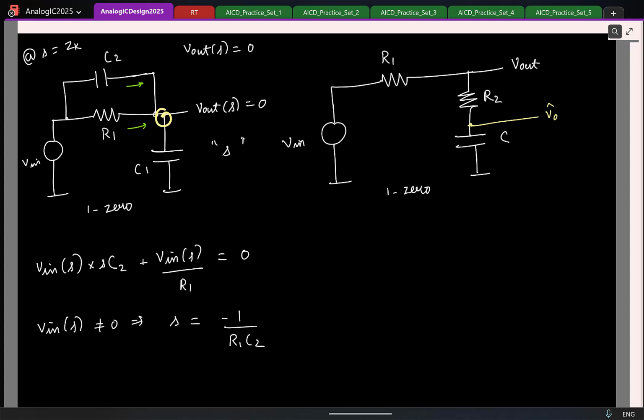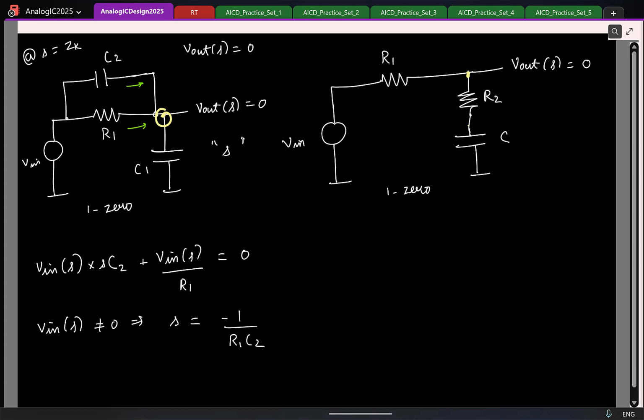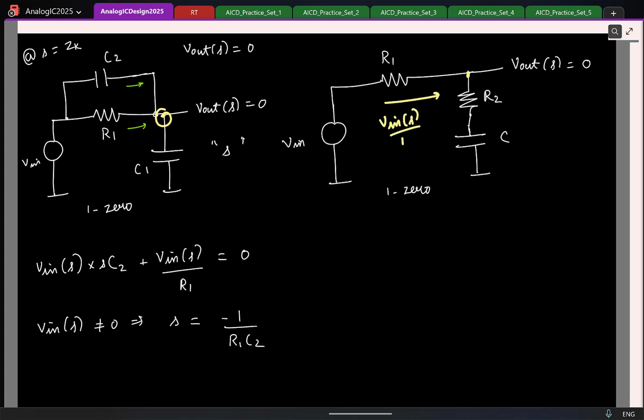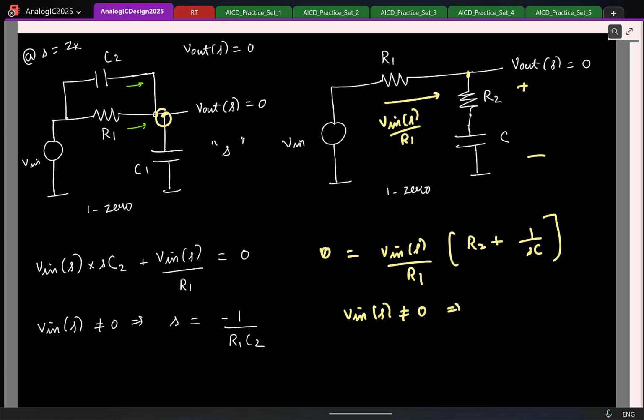So similarly, we can solve for the right side circuit also. Let us say this is my V out. So again the same thing, I know V out of S is equal to 0, correct? So if this is 0, what is the current flowing here? V in of S by R1. So that current flows through this impedance. So V out is 0, which is basically V in of S by R1 times R2 plus 1 by SC. I know for a fact V in is non-zero, which means S should be minus 1 by R2 times C.